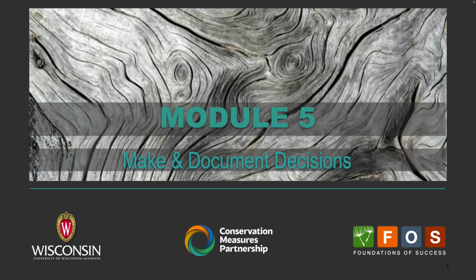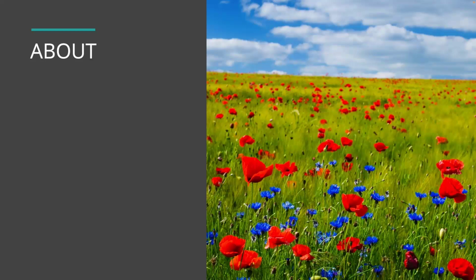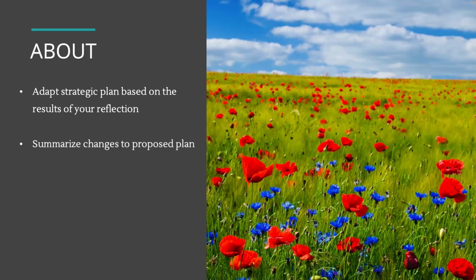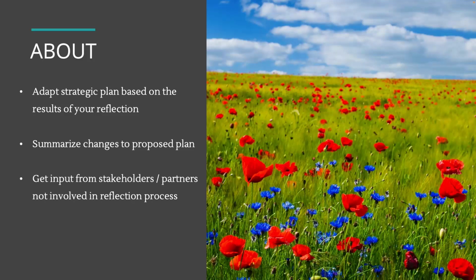In Module 5, we'll learn about how to make and document decisions while engaging stakeholders. You'll learn how to adapt as necessary your strategic plan based on the results of your reflection on progress toward implementation and outcome achievement. You'll learn how to summarize the changes to your proposed plan, get input from stakeholders or partners that were not involved in the analysis and reflection process, and document and prepare to share those changes beyond your core project team.